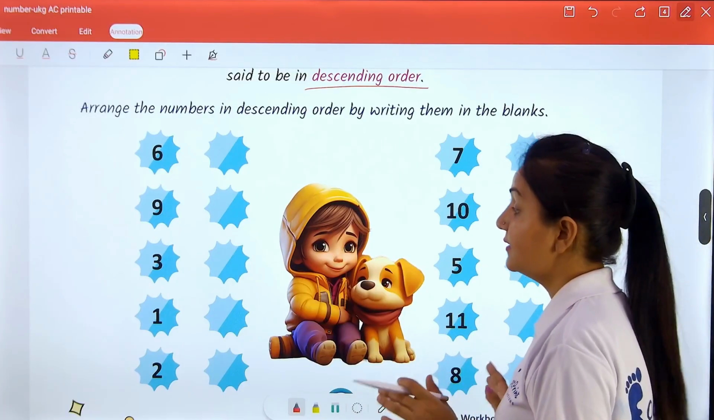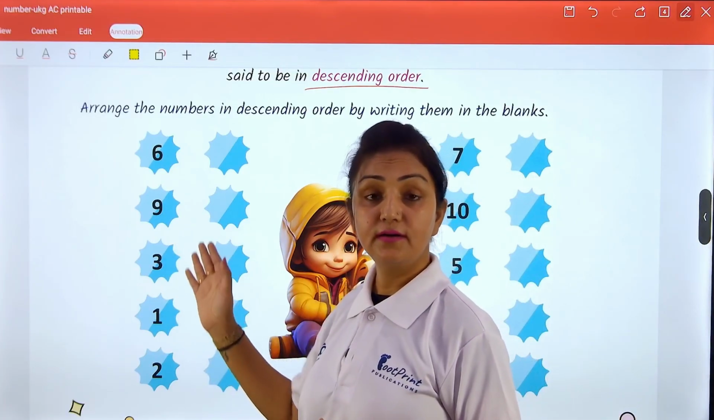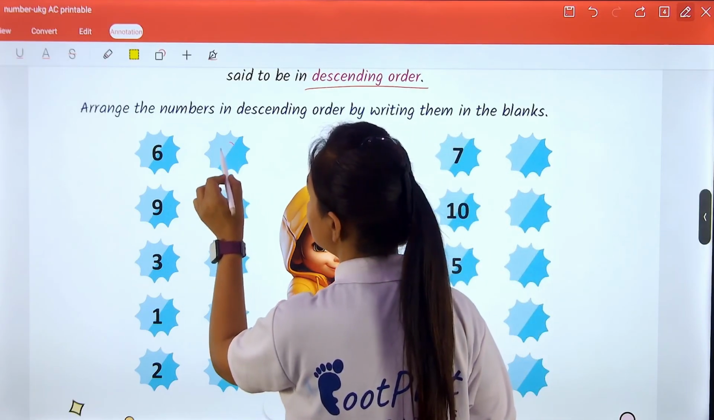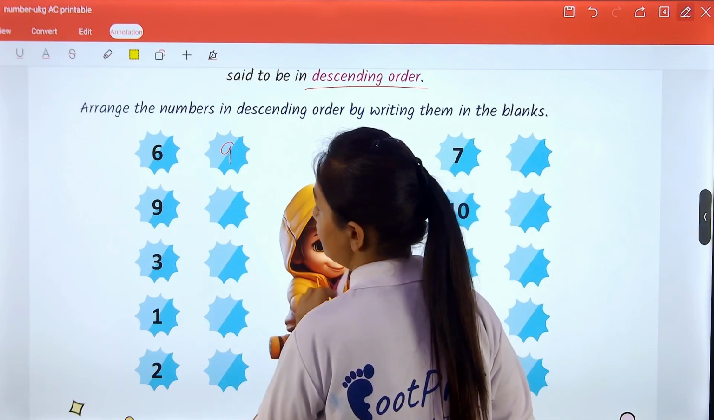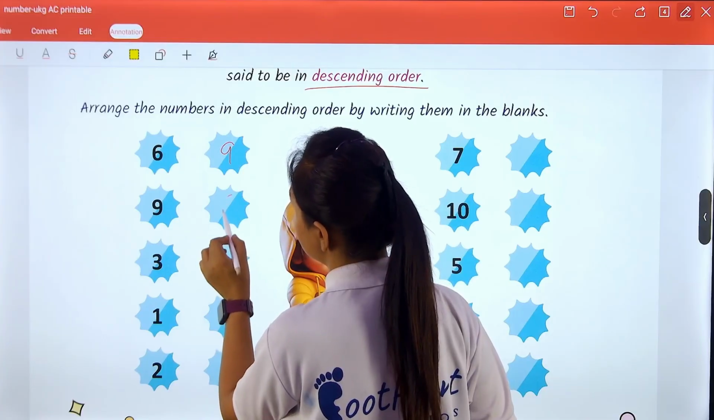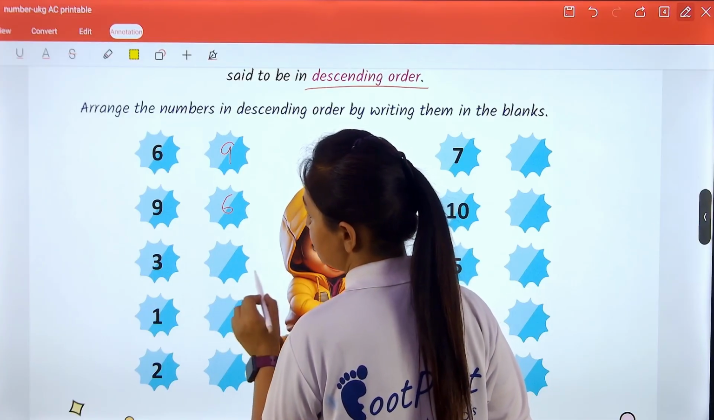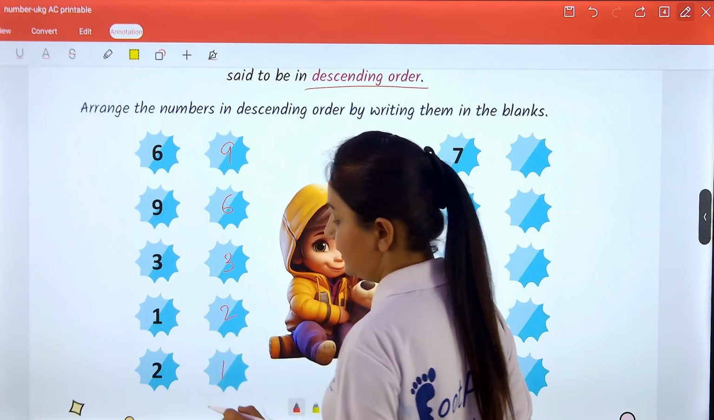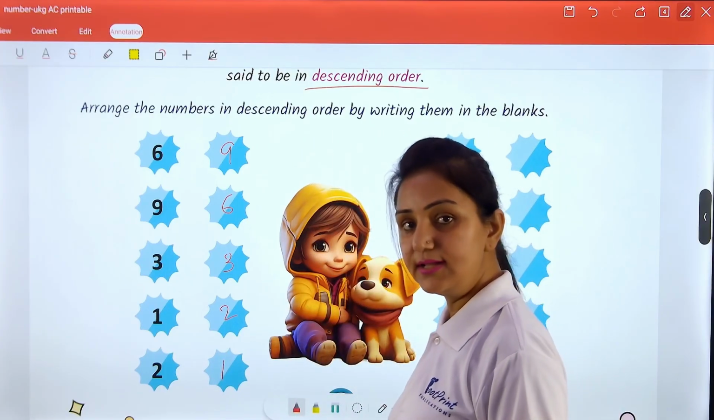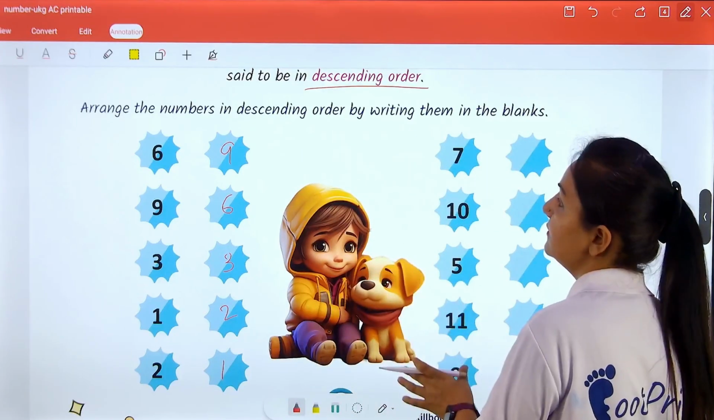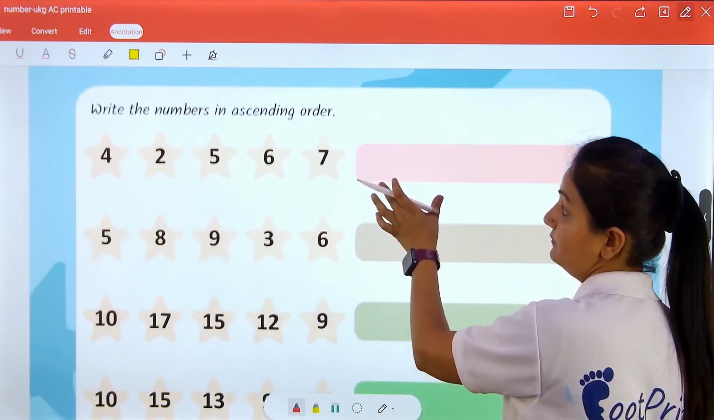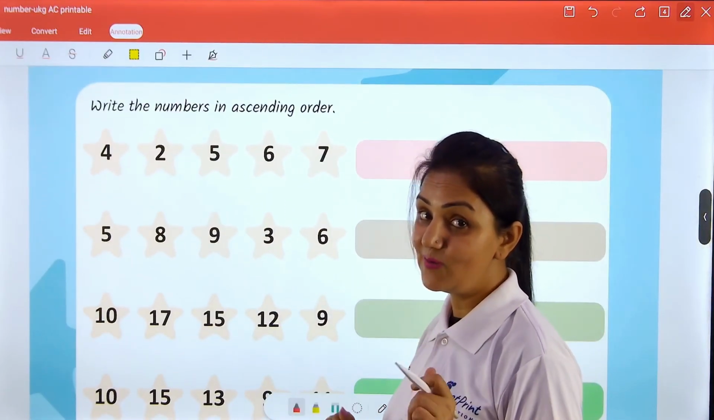Arrange the numbers in descending order by writing them in the blanks. अब आपको क्या करना है? Numbers को arrange करना है descending order में. For that, we need to choose the biggest number first. Then the smaller number is 6. The next will be here 3. Then number 2, and at the end we will write here number 1. Okay? In this manner, we will complete our this session, and you people will do the practice session also.